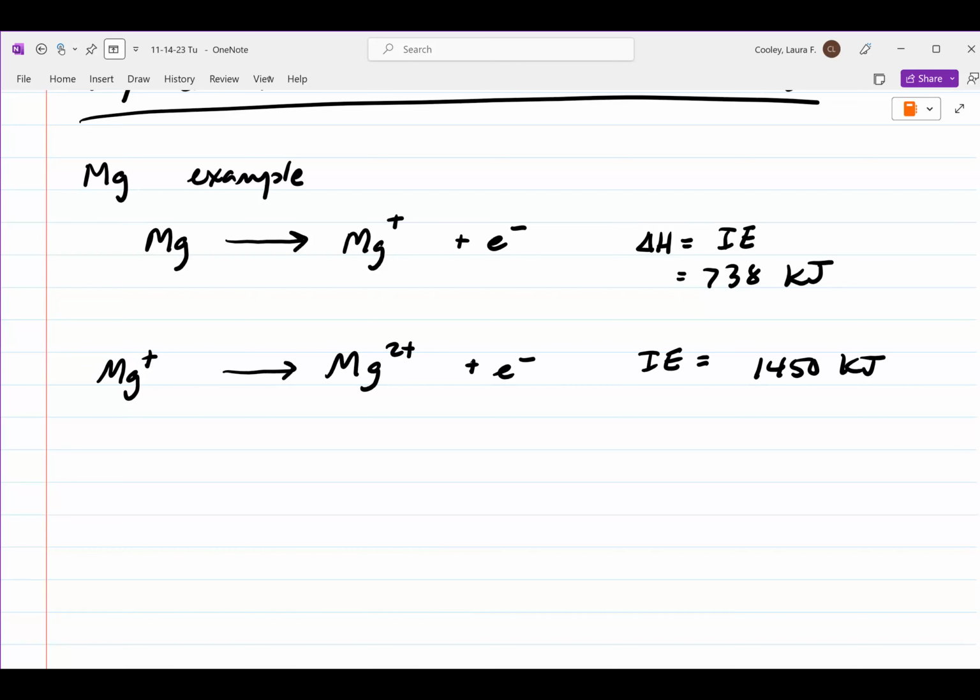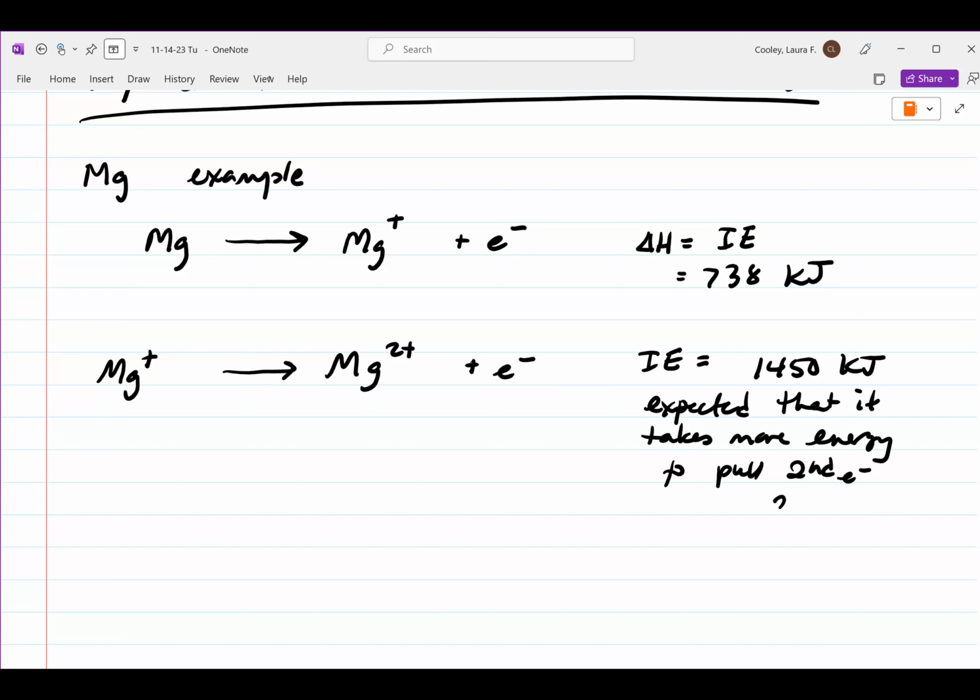About the same distance away, right? Because they were both in the same end shell. The attraction. Remember, negative charges and positive charges are attracted. When you lose an electron, now you have a positive ion. That positive ion is holding an electron much more strongly because of the fact that you have a 2+ charge on that ion. So it's expected that it takes more energy to pull the second electron away.